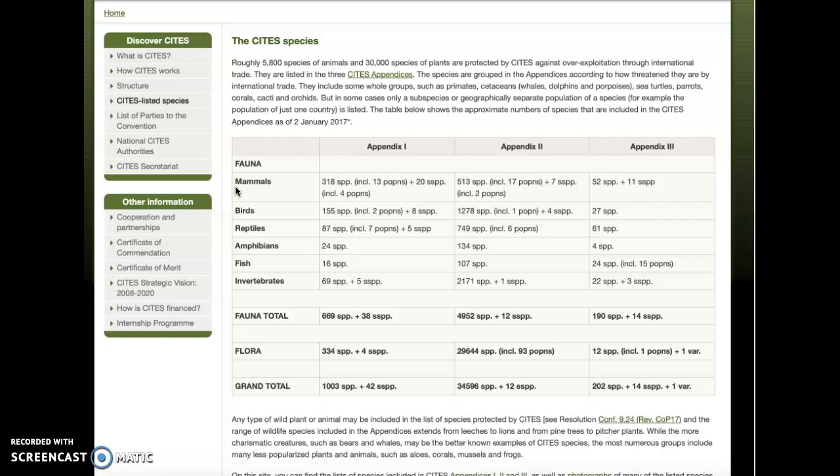What can you do with that species? Is it allowed to be relocated? Is it allowed to be traded? Depending upon their appendix, you may or may not be able to do that. It may be easier, or there's going to be different restrictions based on the appendix.